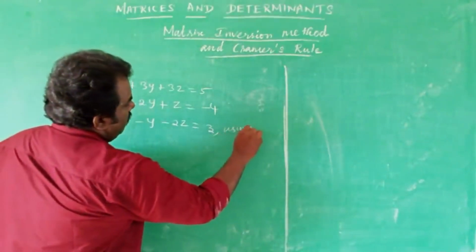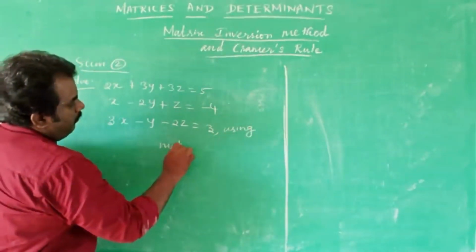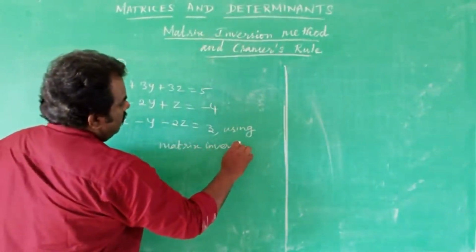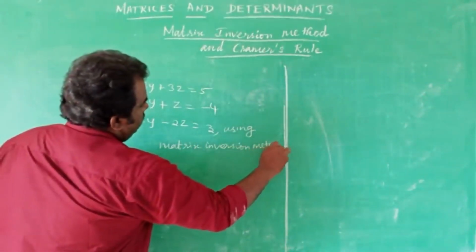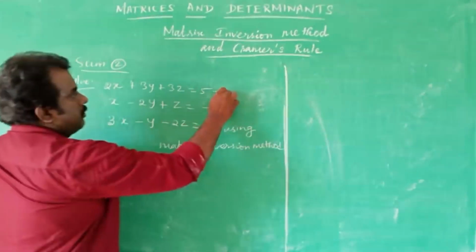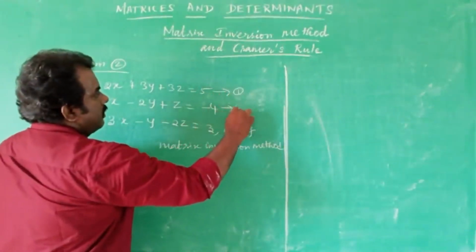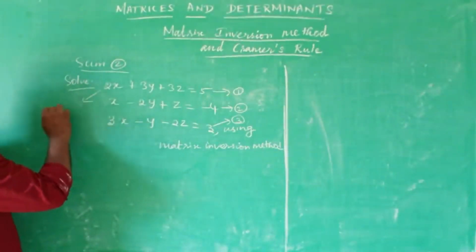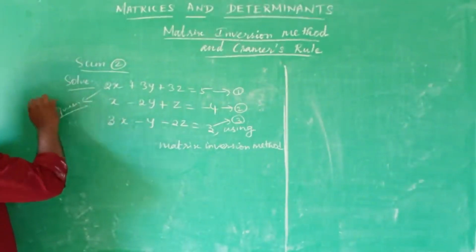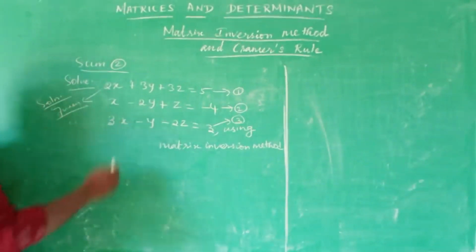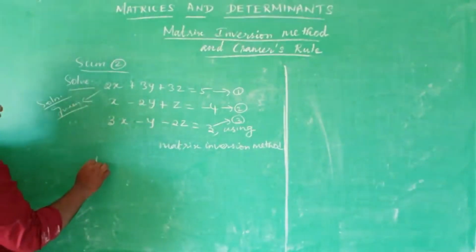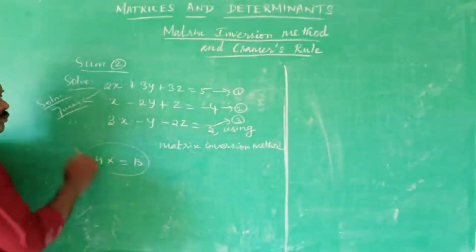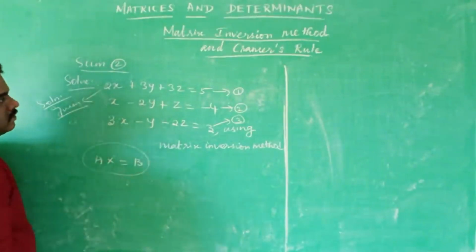So using matrix inversion method, the first equation can be taken as equation number 1, the next equation number 2, the next equation number 3. So this is given in our solution. The above system can be written as Ax is equal to B.